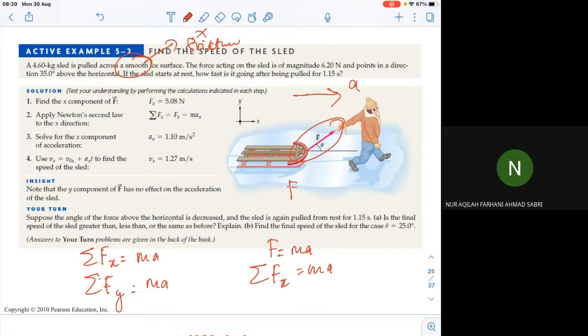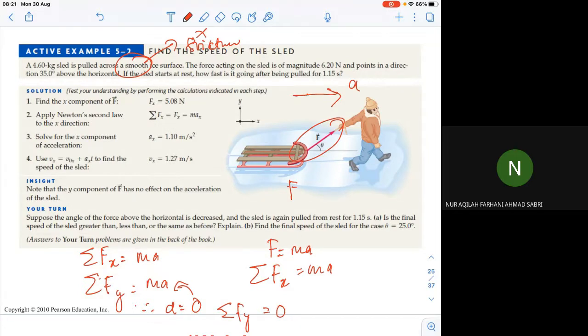The sled doesn't fly, it doesn't float up or sink down. So the motion right now only happens in the x-axis. Therefore, in the y-axis we can consider that acceleration is 0 at this point. So that's why we can say that summation of Fy equals 0.